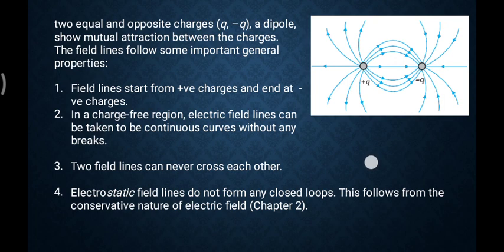Electrostatic field lines do not form any closed loop. This follows the conservative nature of the electric field. It need not be exactly in one loop. That is one more thing you have to accept.